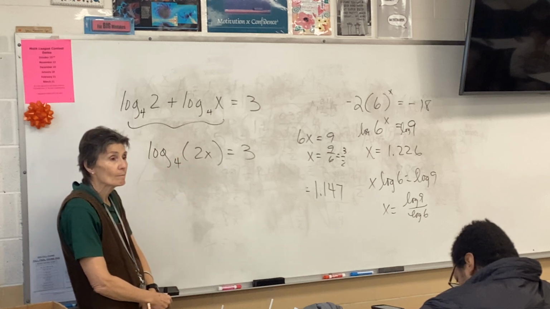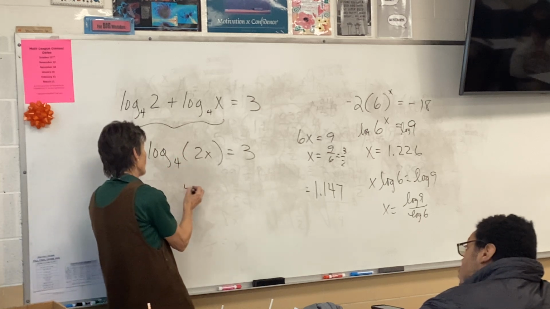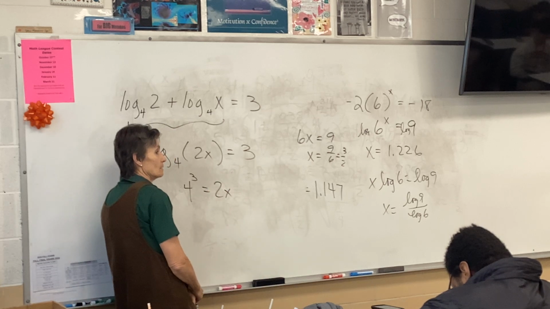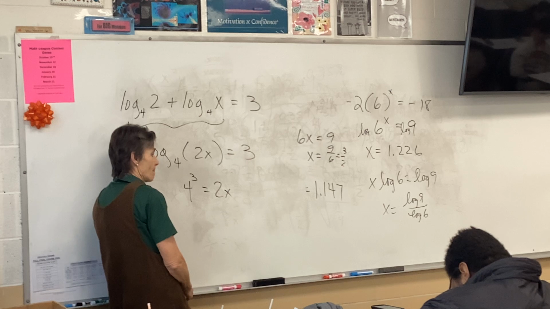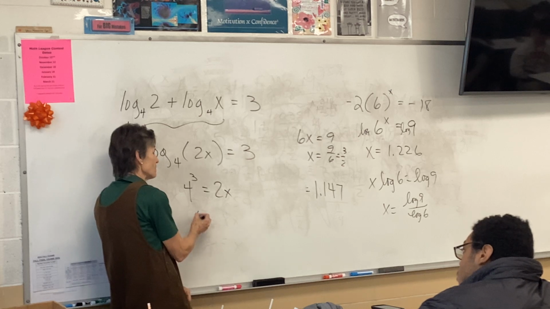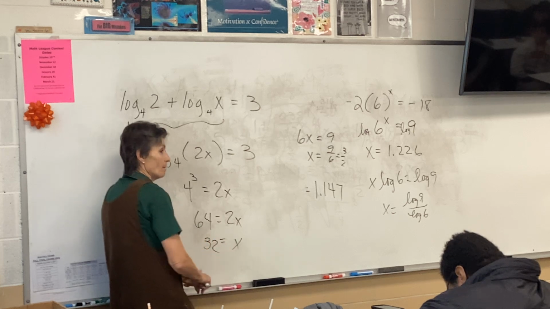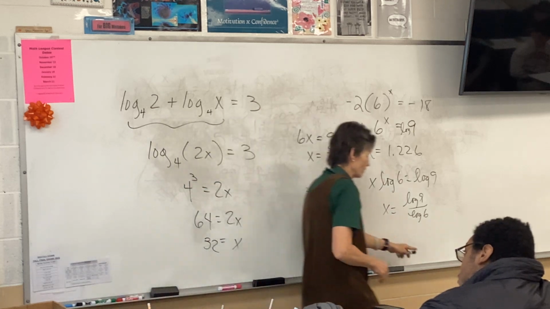Now what do you do? Loop-de-loop. So 4 cubed equals 2x. What's 4 cubed? 4 times 4 times 4, 64. And then we'll divide, and the answer to the problem is 32.